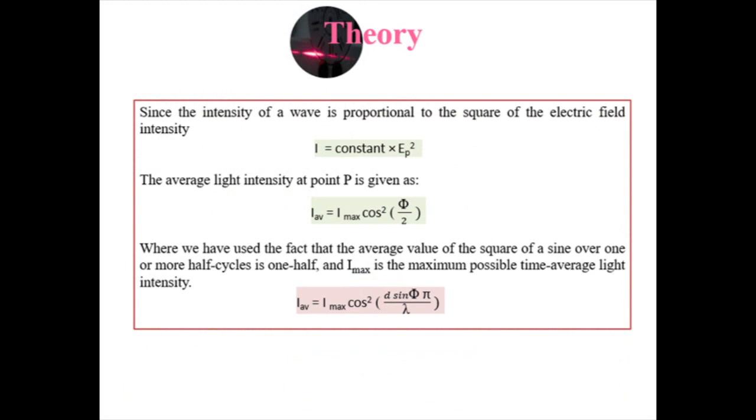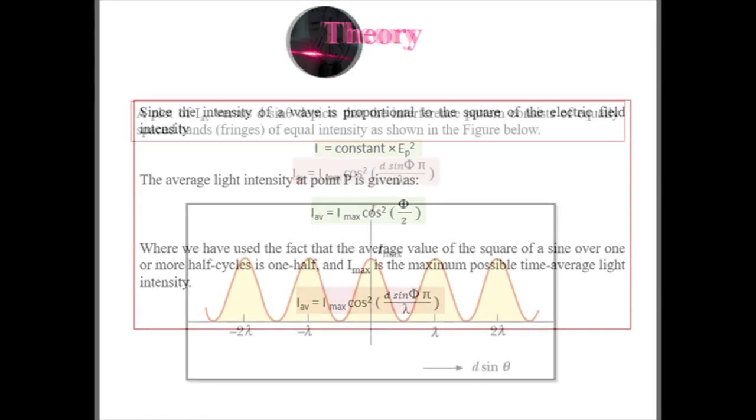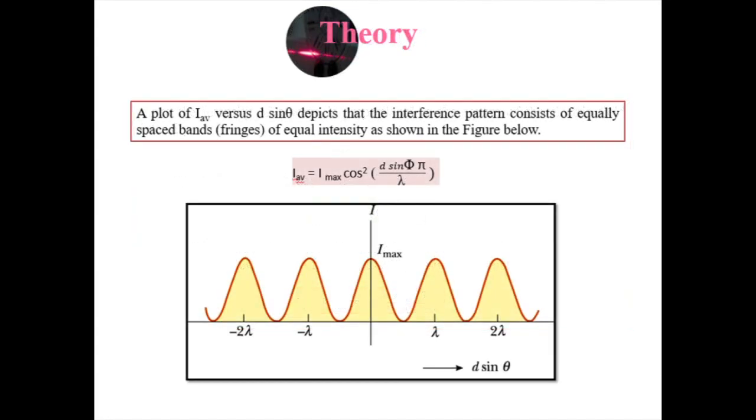After some mathematical calculations, and since the intensity of a wave is proportional to the square of the electric field intensity, we reach the last equation shown on the screen. The graph shown on the screen is extremely important as it shows that the interference pattern consists of equally spaced bands, fringes, of equal intensity.